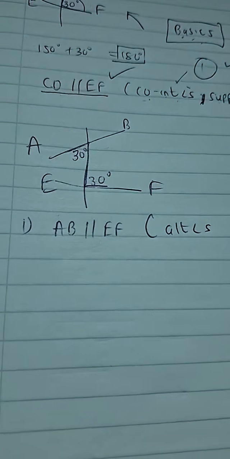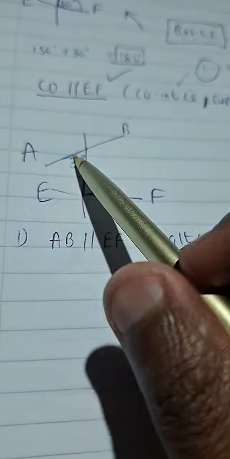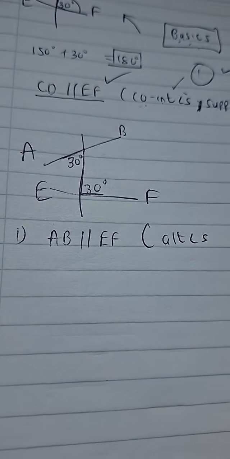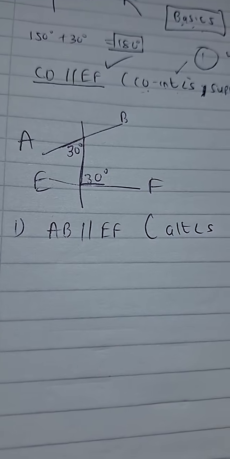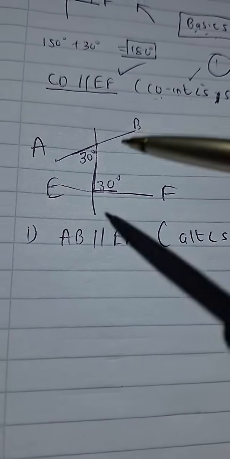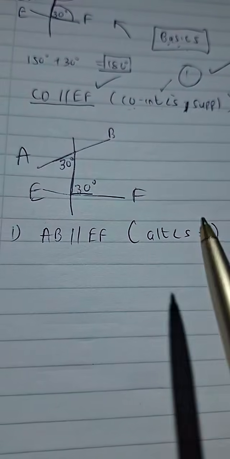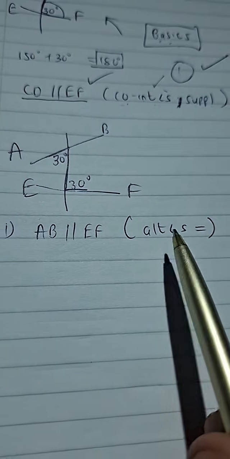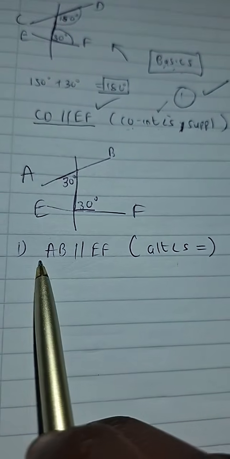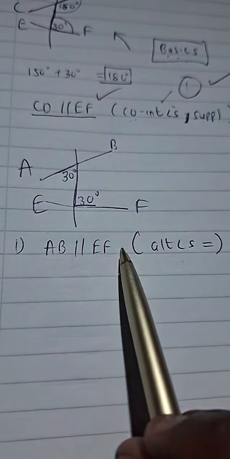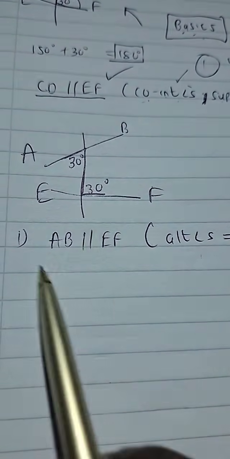But what about them, guys? What about these angles in that position? What do you see about them? This one is 30, this one is 30. So it means that those angles are what? Thank you, Lerato. Alt angles equal. That is when we use this reason as well. We only use this reason when we want to prove whether lines are parallel or not.